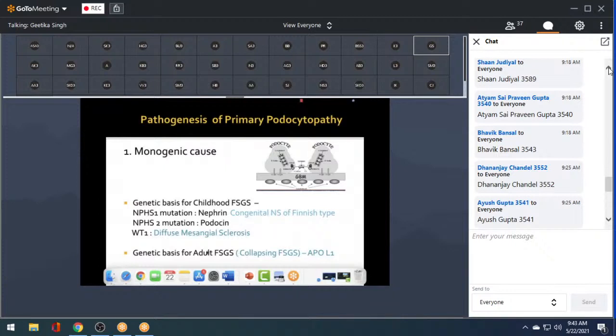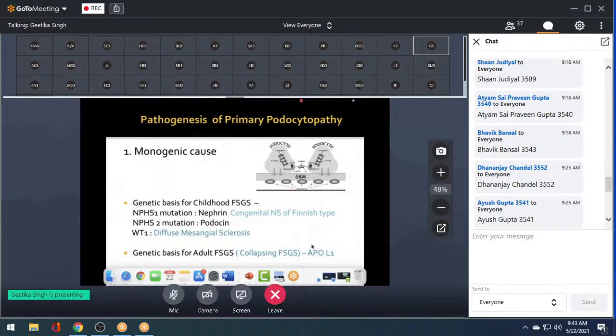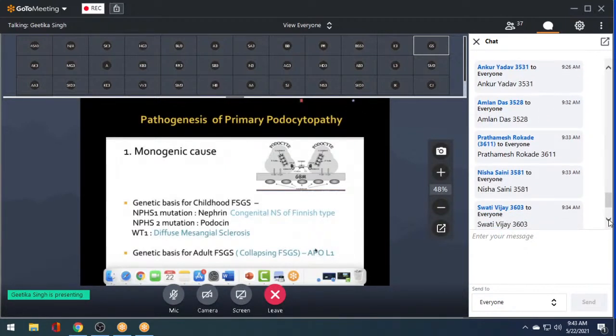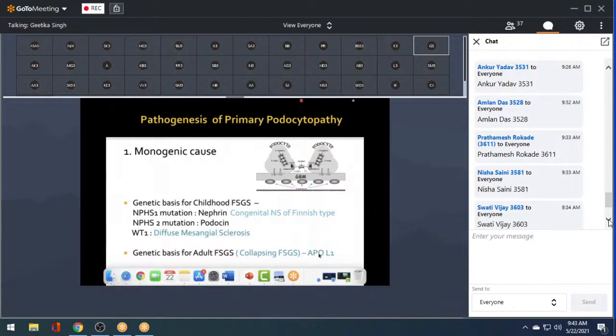Now, what about adults with nephrotic syndrome? Monogenic causes become very uncommon in this age group. You can remember that there is this gene, the APOL1, which is now a very important gene. This corresponds to a collapsing histology in adults. And it's not found in Indians, but it's in African Americans, who show an APOL1 mutation.